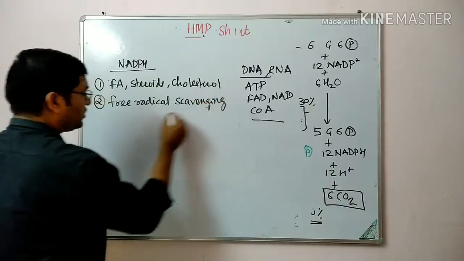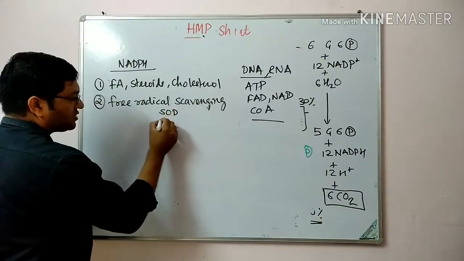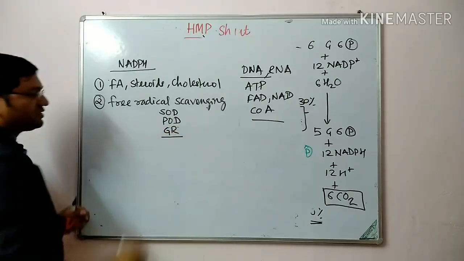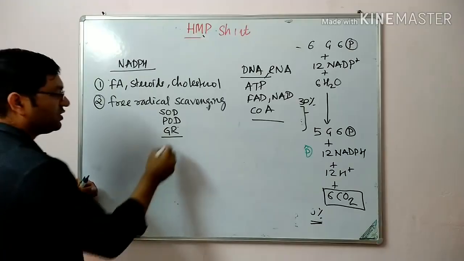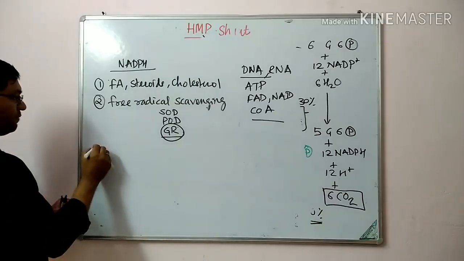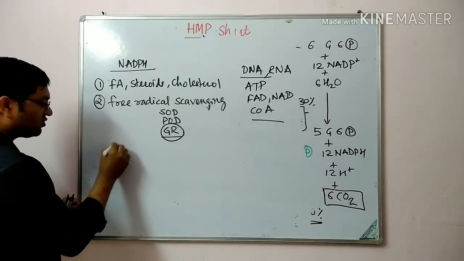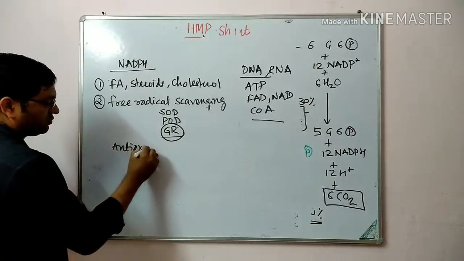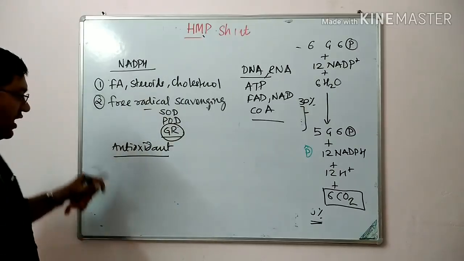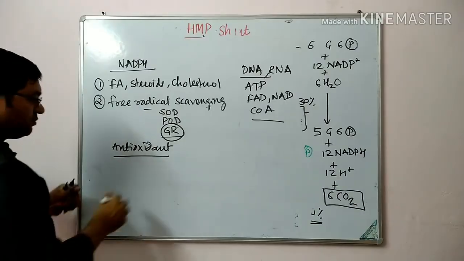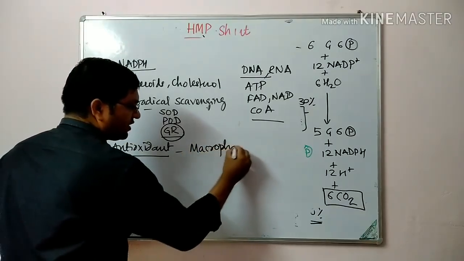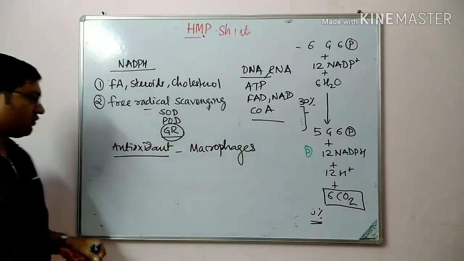Then it has free radical scavenging action. For this action, you require superoxide dismutase, peroxidase and glutathione reductase. So it is important for the action of glutathione reductase, which is an NADPH dependent enzyme. Then it functions as an antioxidant by scavenging the free radicals, and it is required for the bactericidal action of macrophages.